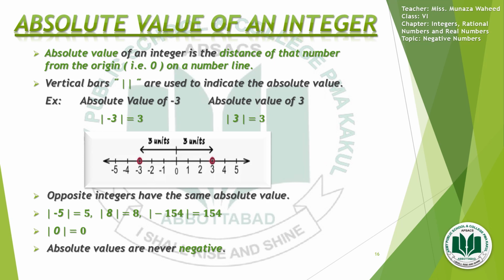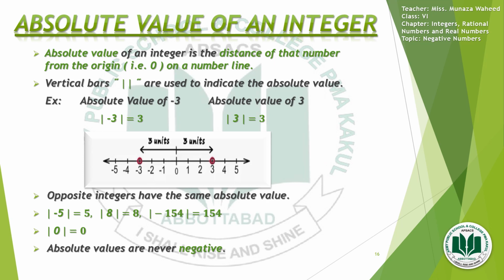What will be the absolute value of minus 5? As it is 5 units away from 0, it will be 5. Absolute value of 8, it will be 8. Absolute value of minus 154, it will be 154. Look at all the answers. They are all positive. So would it be right to say that the absolute value of a number is always positive? Let us check the absolute value of 0.